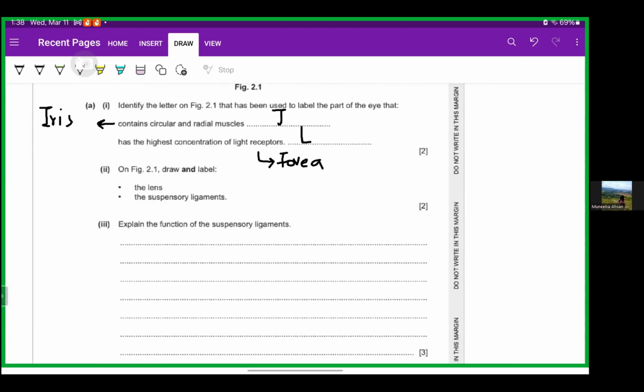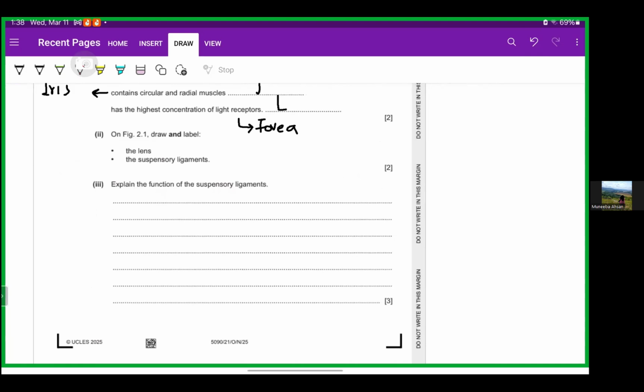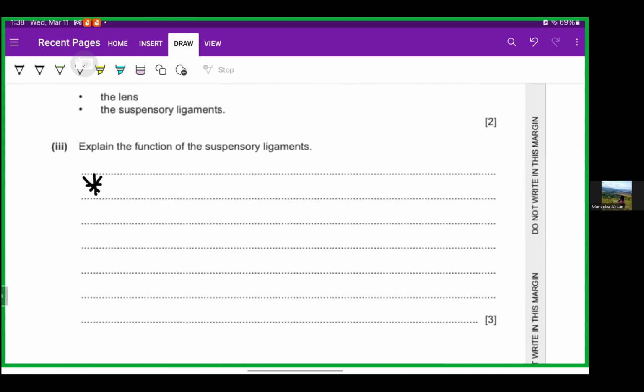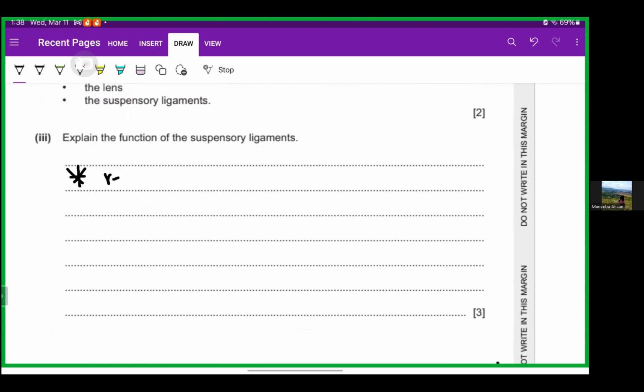Now they are asking to explain the function of suspensory ligaments. So suspensory ligaments basically control the shape of the lens, and it allows us to accommodate the size of the lens to view far objects and near objects. So we know that suspensory ligaments are required for accommodation.